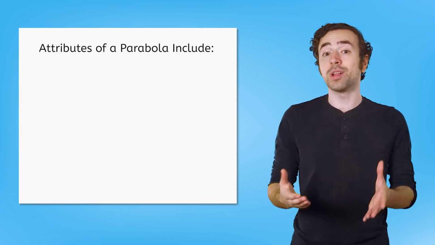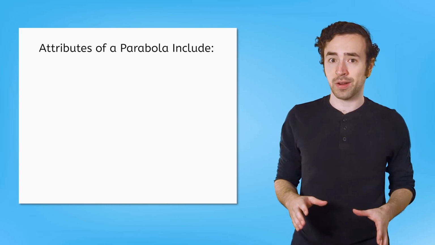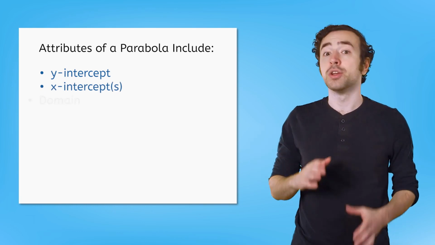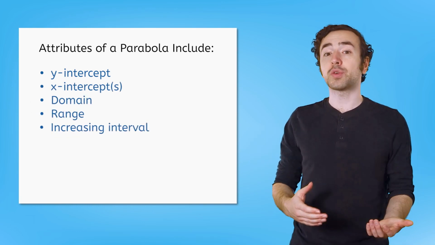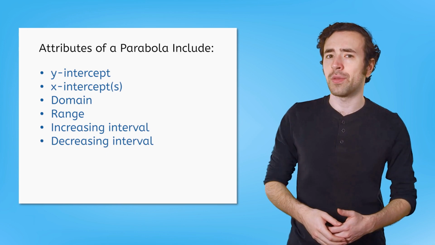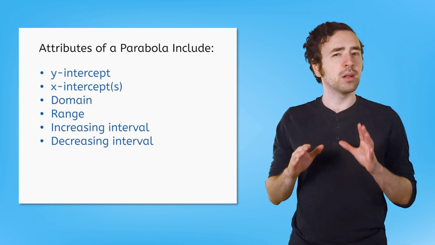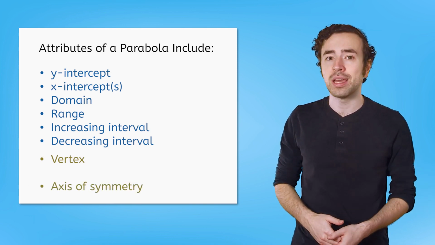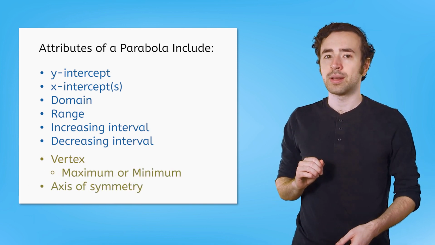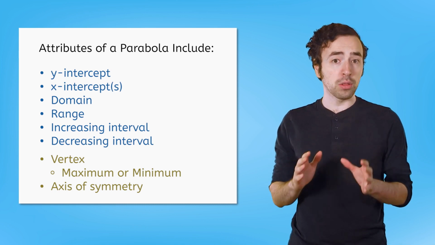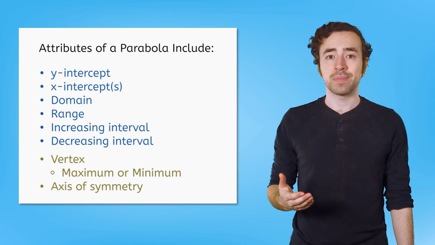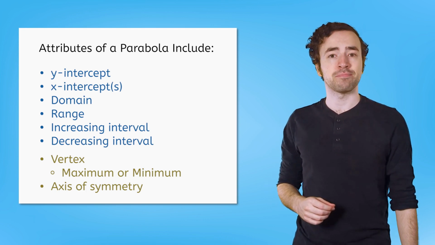Identifying the characteristics or attributes of a parabola will involve using a lot of vocabulary. You've seen a lot of it before, like y-intercept, x-intercepts, domain, range, increasing interval, and decreasing interval. But some of these terms may be a little less familiar to you, such as vertex, axis of symmetry, and maximum or minimum. Today, we're going to make sure you can identify all of these parts on a quadratic function's graph, or a parabola, and some of the relationships between them.